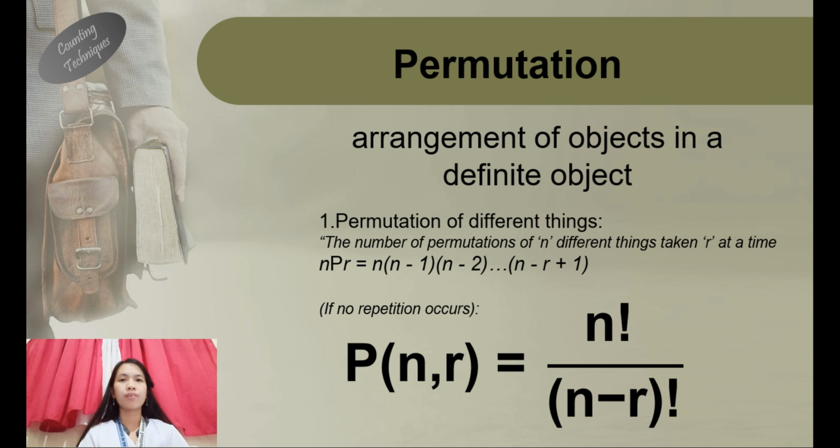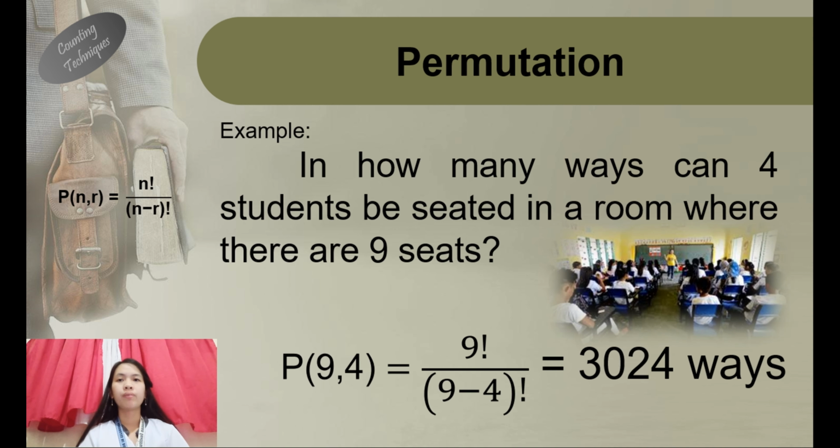Here is the formula for getting the permutations where no repetition occurs. The permutation of n and r is equal to n factorial divided by the quantity n minus r factorial. For example, in how many ways can 4 students be seated in a room where there are 9 seats or chairs?